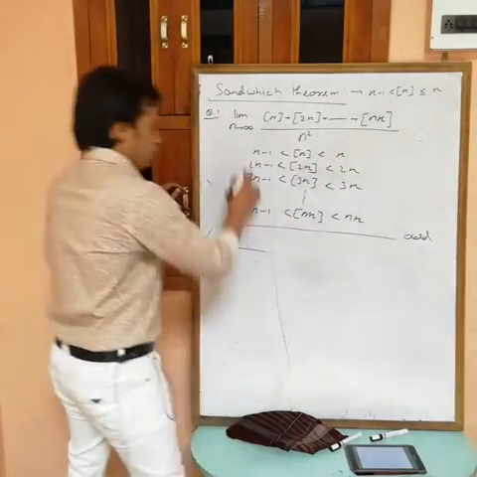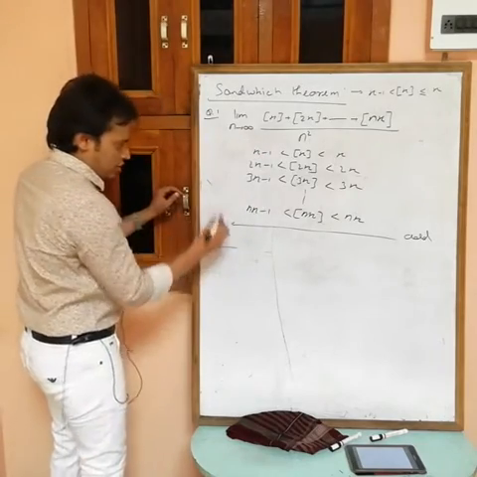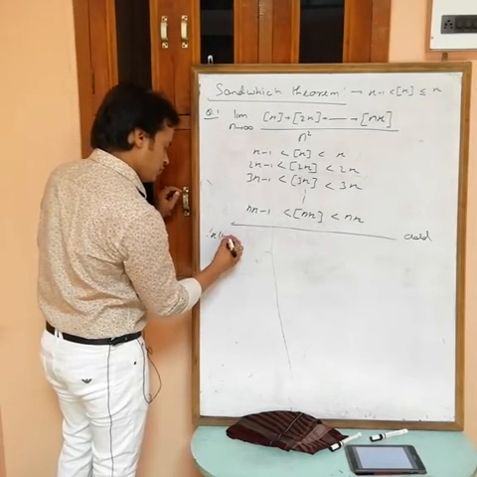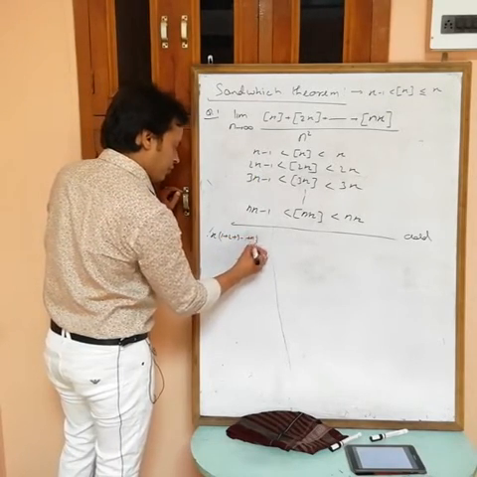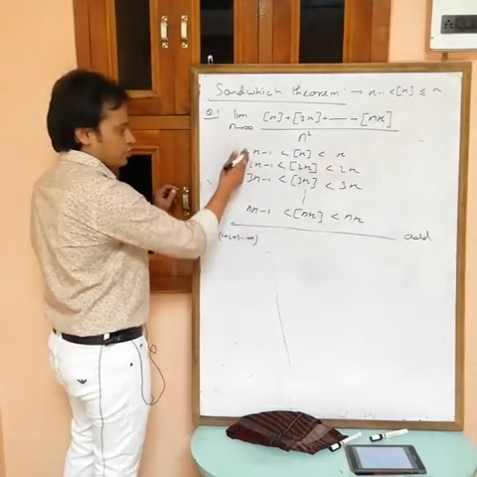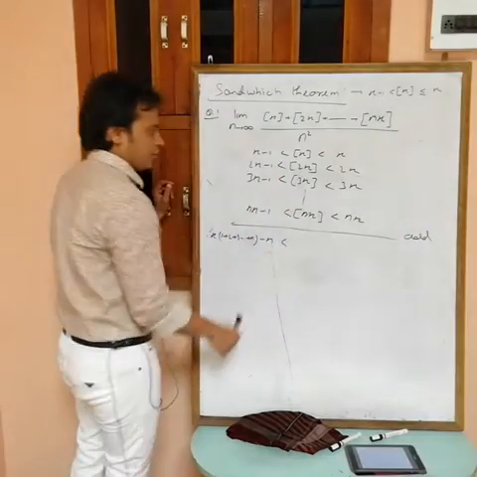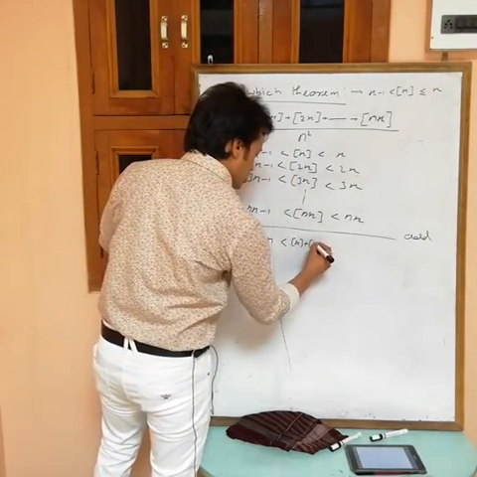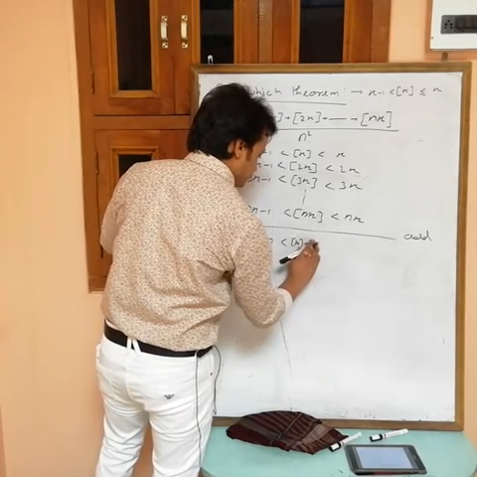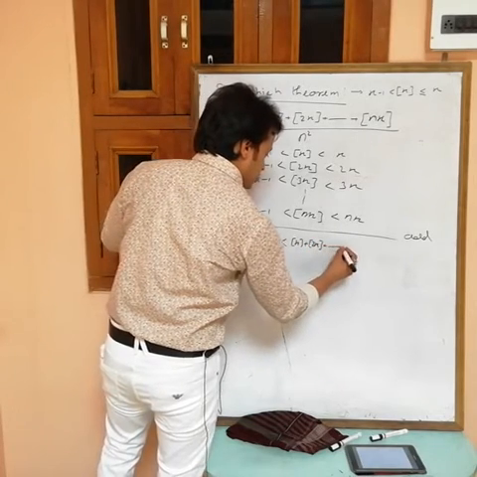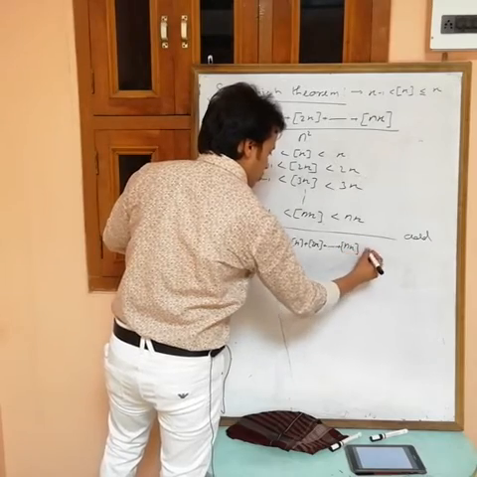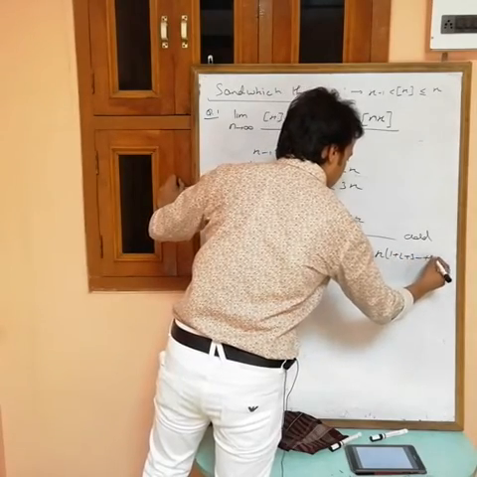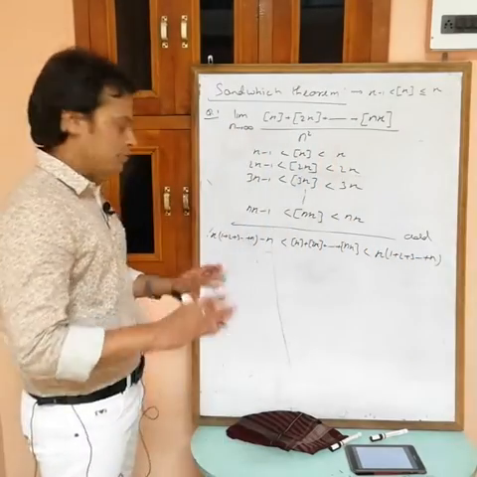If you add these, I can take x common, so what you will get is (1 plus 2 plus 3 up to n) times x, minus 1 minus 1 minus 1, n times, so minus n. And the sum in the question is the greatest integer of x plus the greatest integer of 2x up to the greatest integer of nx. Again, if you take x common, it is 1 plus 2 plus 3 up to n.